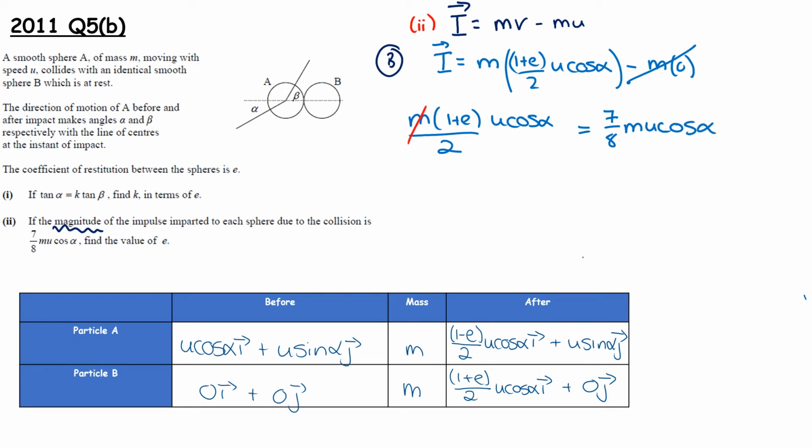So the m's cancel, the u cancels, cos alpha cancels, and we have a nice little equation which is 1 plus e over 2 is the same as 7/8. So I'm going to cancel out the bottom a little bit, and that'll leave us with 4. Multiply both sides by 4. 4 plus 4e is equal to 7. So 4e is equal to 7 minus 4. So e is equal to 3/4. And that's the last 5 marks of that 25 mark Part B from 2011.